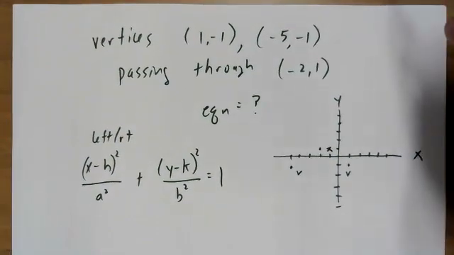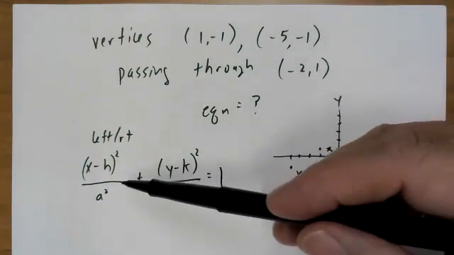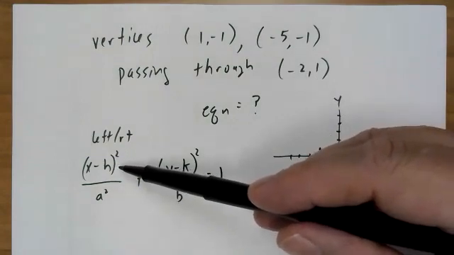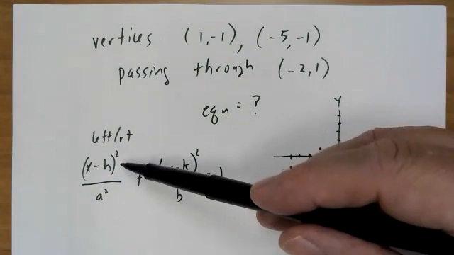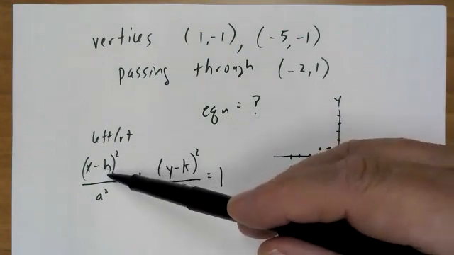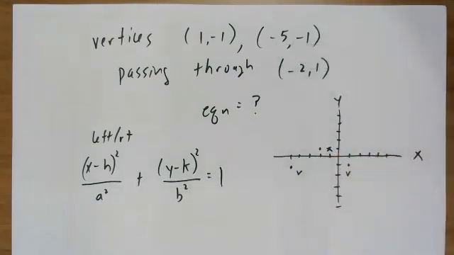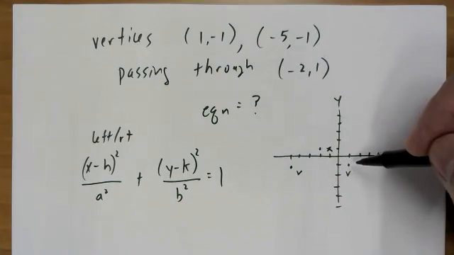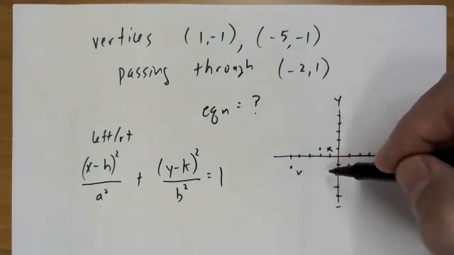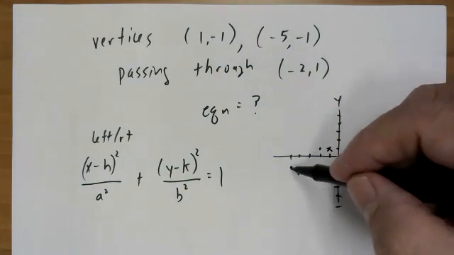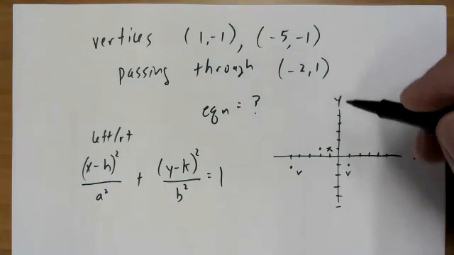So just like the last problem, anytime you're trying to determine the equation for the ellipse, you need to know 3 things. You need to know the center, because the center will give you h and k. Then you need to know a, you need to know b. Well, what do we know? Well, I can determine the center because I have these 2 vertices. The center is going to be right in the middle, halfway between these 2.